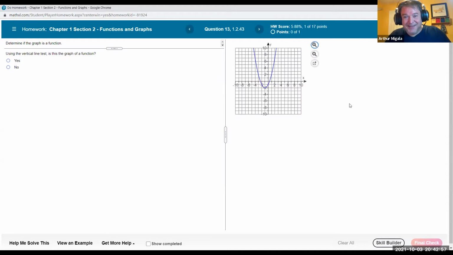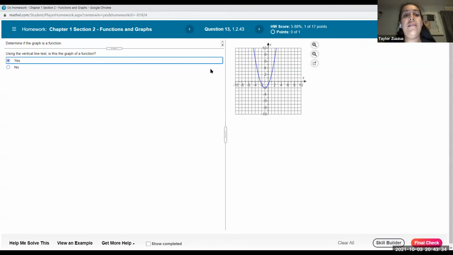Hold on, let me make it bigger. So you're asking if I make a vertical line, would it cross the graph twice? Look at all these vertical X lines going up and down. Do any of these lines cross the graph more than once? Oh no, it does not. So since none of these lines cross it more than once, it is a function. Yes, it's a function.